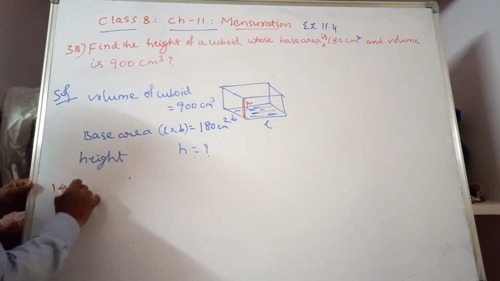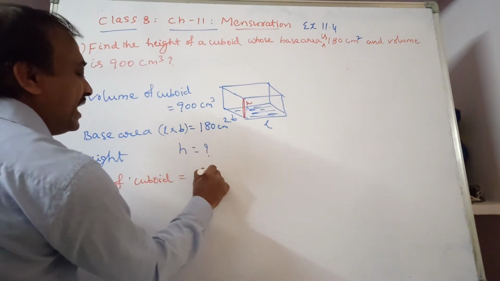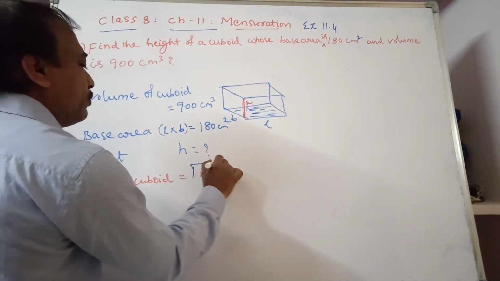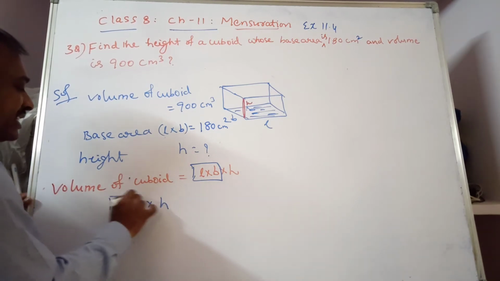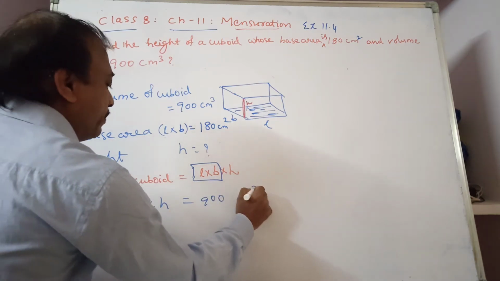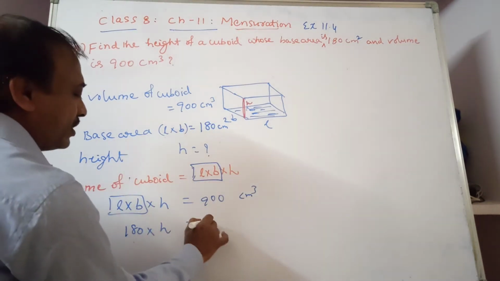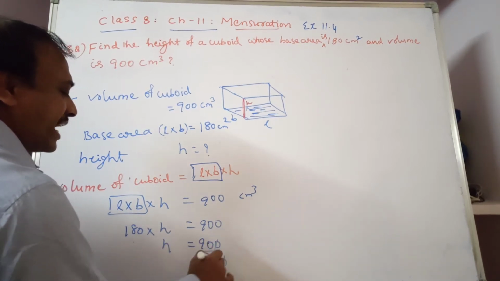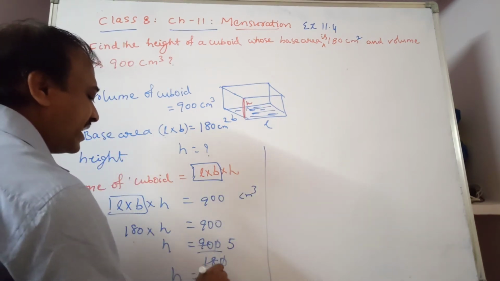So what is the volume formula? Volume of cuboid is equal to L into B into H. Observe it, L into B into H. What is this L into B? That is the base area. So base area is given and volume is given as 900 centimeter cube. L into B is 180 centimeter square, so 180 into H is equal to 900. Then H is equal to 900 by 180. 0 cancel. 18 ones are 18, 18 fives are 90. So H is equal to 5 centimeter.